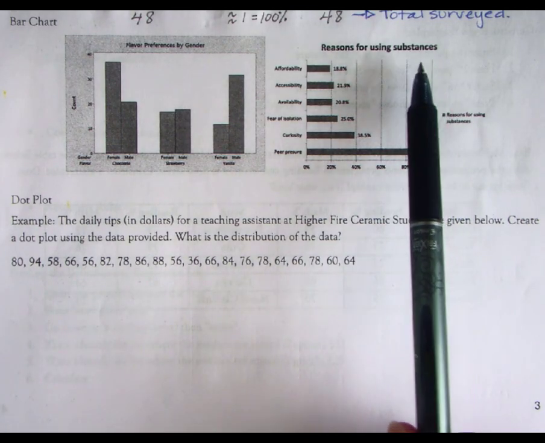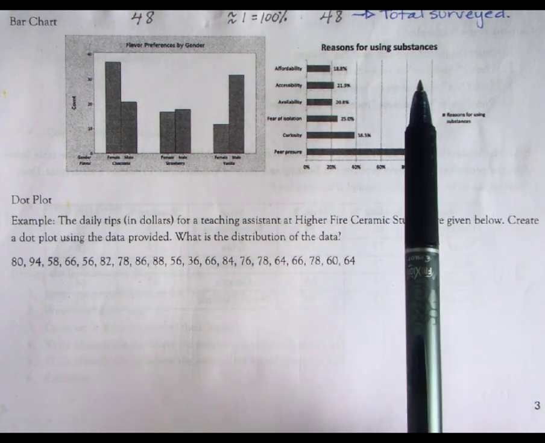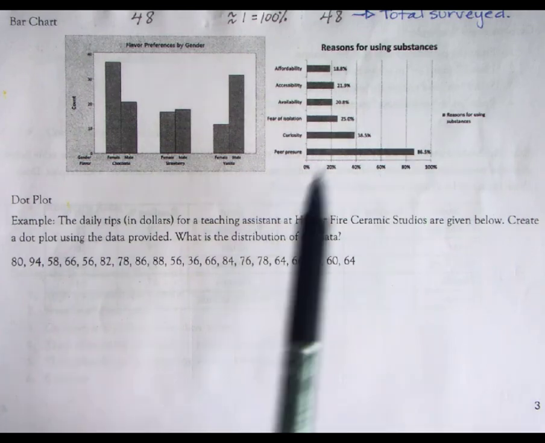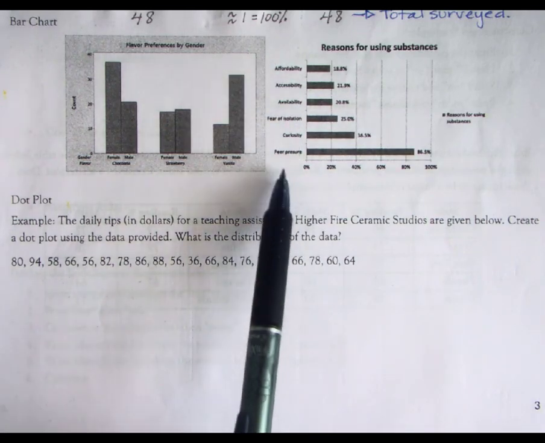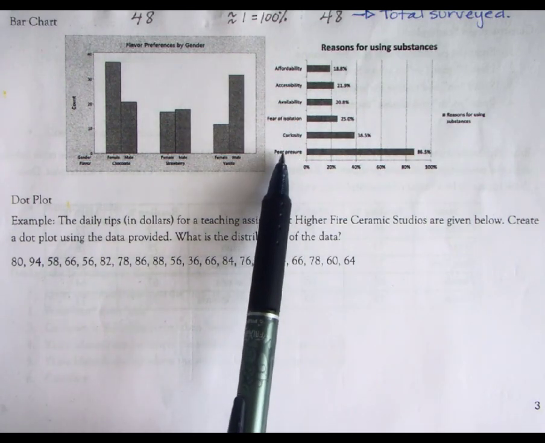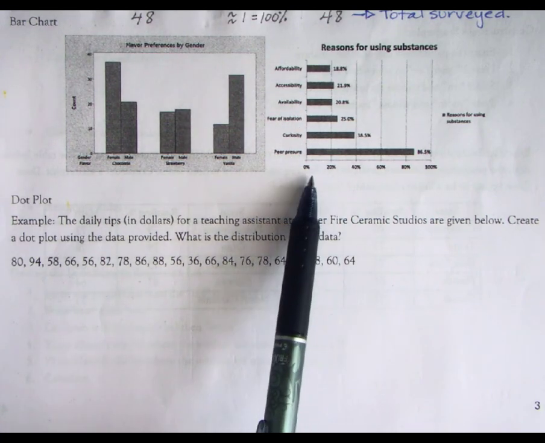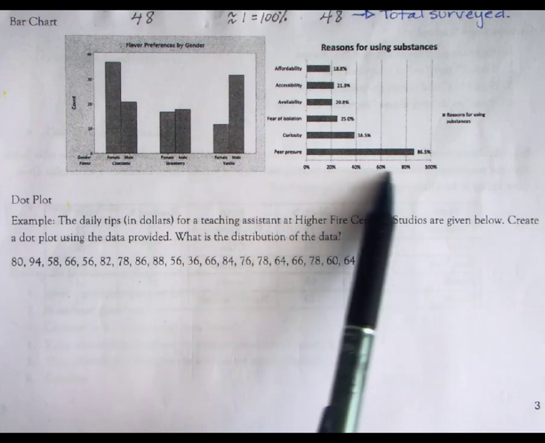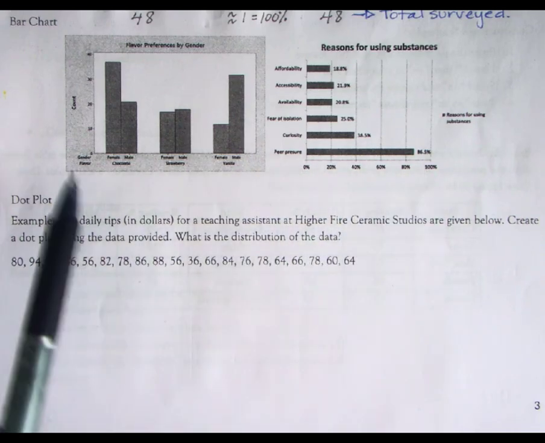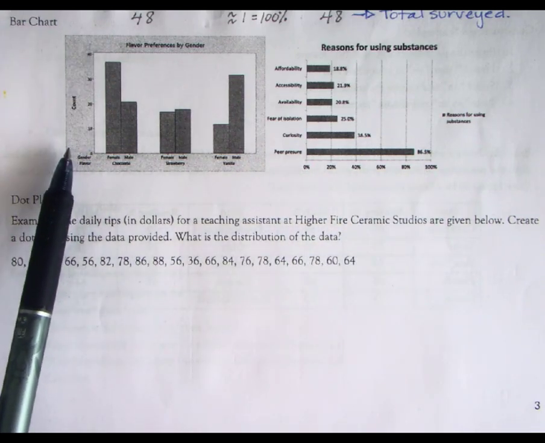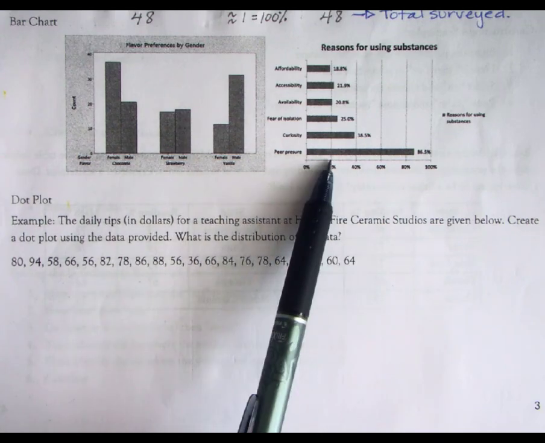Here on this right-hand one, it's a little bit more information given to you. So you'll have the information on the left-hand side in terms of the topic, in this case the reasons for using substances. You'll have the percentages labeled here at the bottom, which is different than the counts labeled on the left-hand side. Either way is a good way of displaying the information.